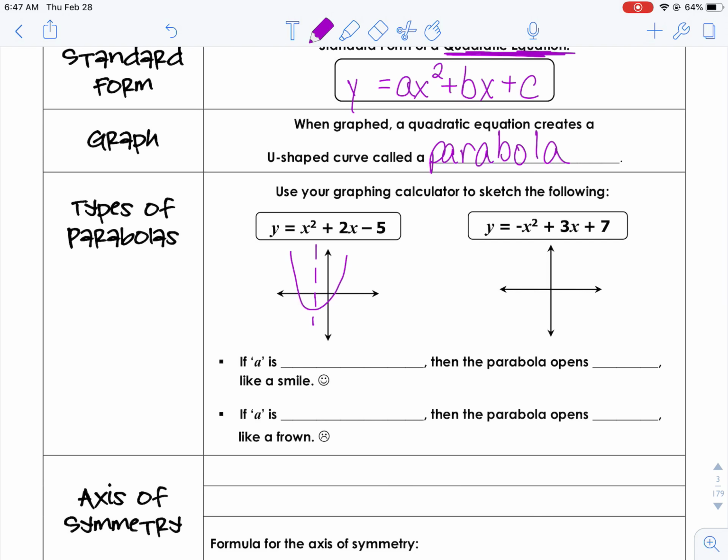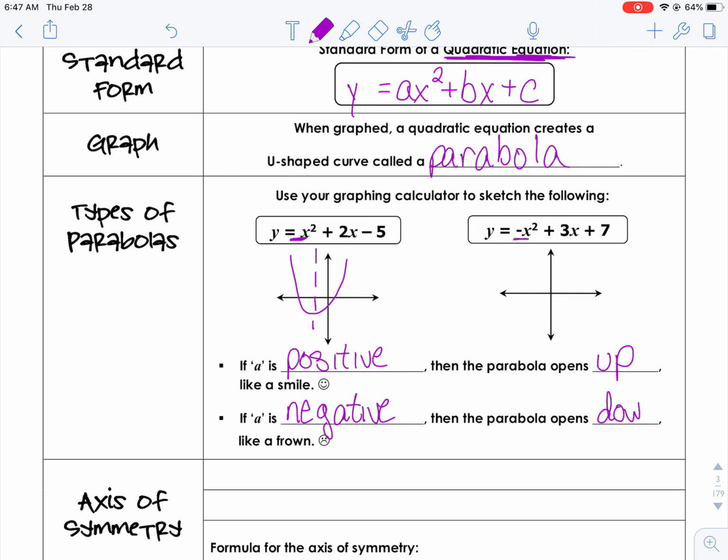If the a number, which is the number attached to the x squared, is positive, the parabola opens up like a smile. Positive, like a smile, goes up. If my a is negative, it opens down like a frown.